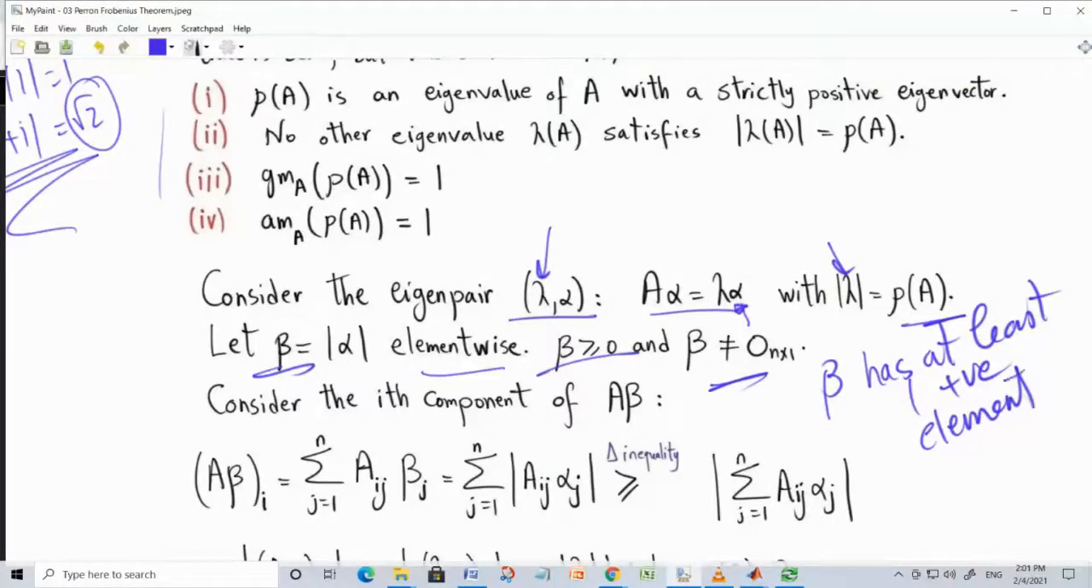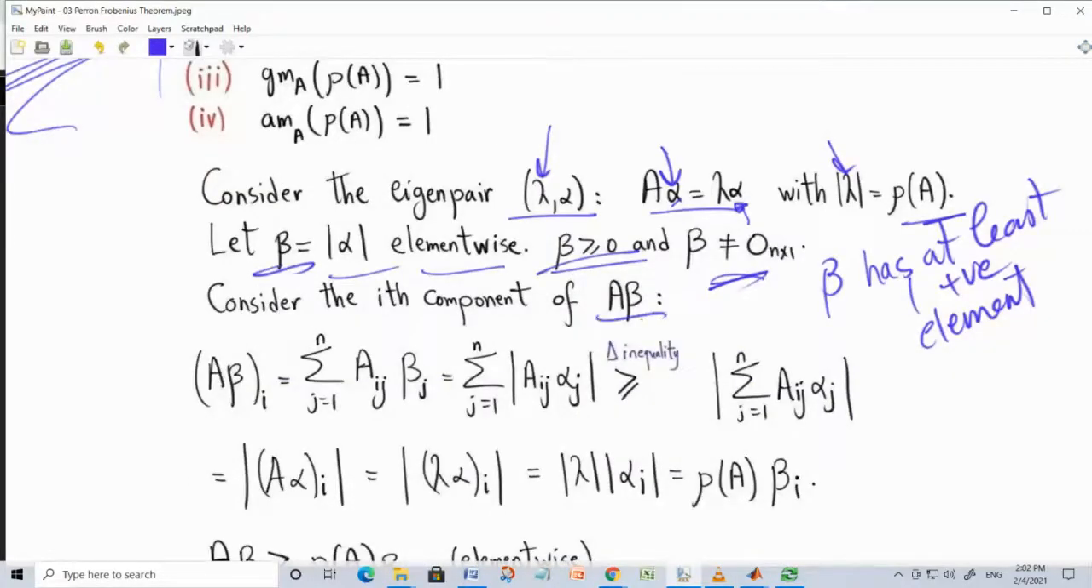And why is this? Beta is the magnitude of alpha. Alpha is not an arbitrary vector, it's an eigenvector, and by definition, eigenvectors are not the all zero vector. The all zero vector is not a valid eigenvector. And so we are guaranteed to get some components in beta that are strictly positive. Because of how beta is defined, it is greater than or equal to 0 element-wise, and beta is not the all zero vector of the n-dimensional space.